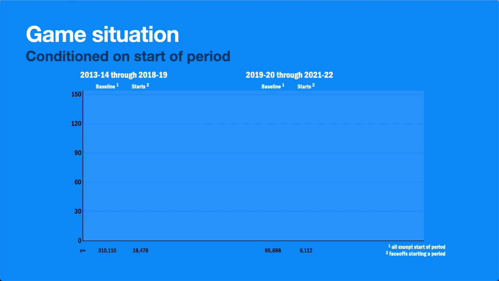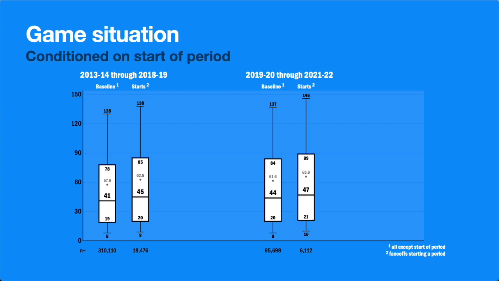So what about game situations? Kind of arbitrarily, I picked the start of a period, and used a modified baseline. These are all the even strength starts, but without the period starts. So this is the baseline where the face-off is not the first in the period, measured against all the face-offs that are the first in the period. And I expected nothing to happen.